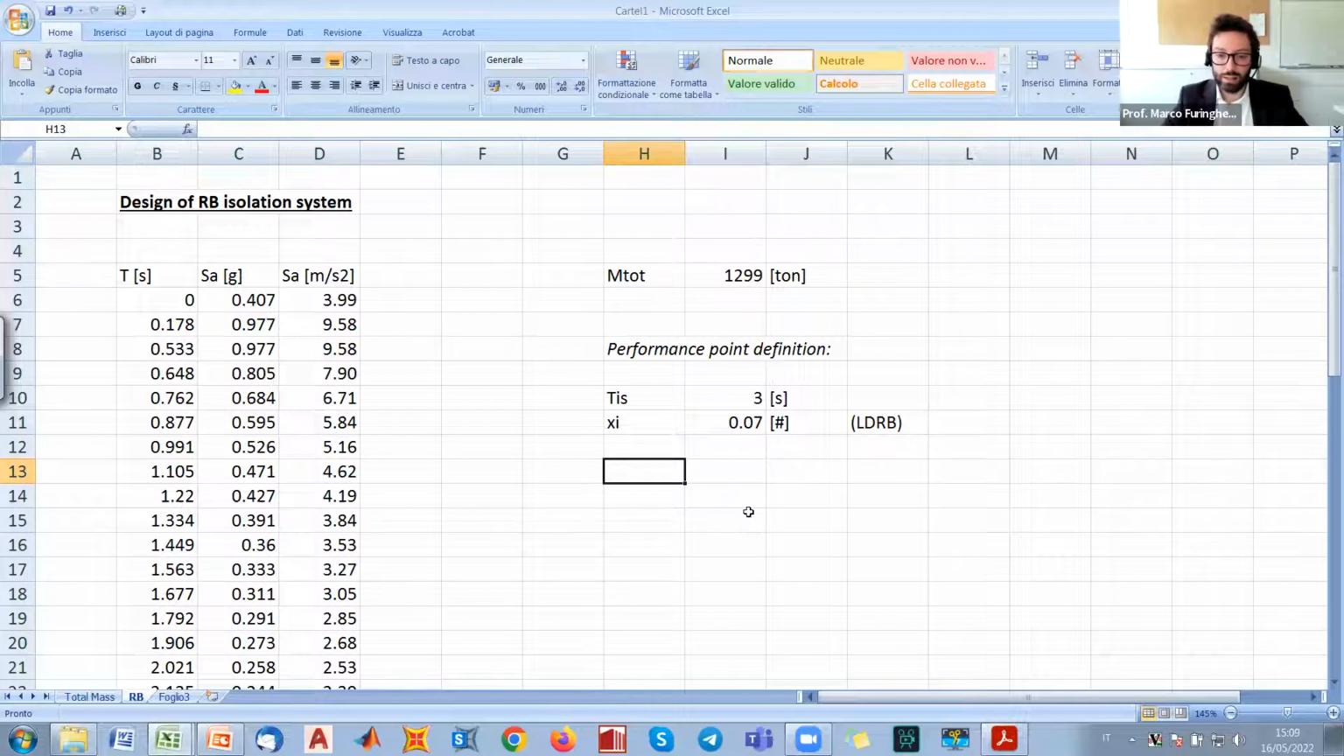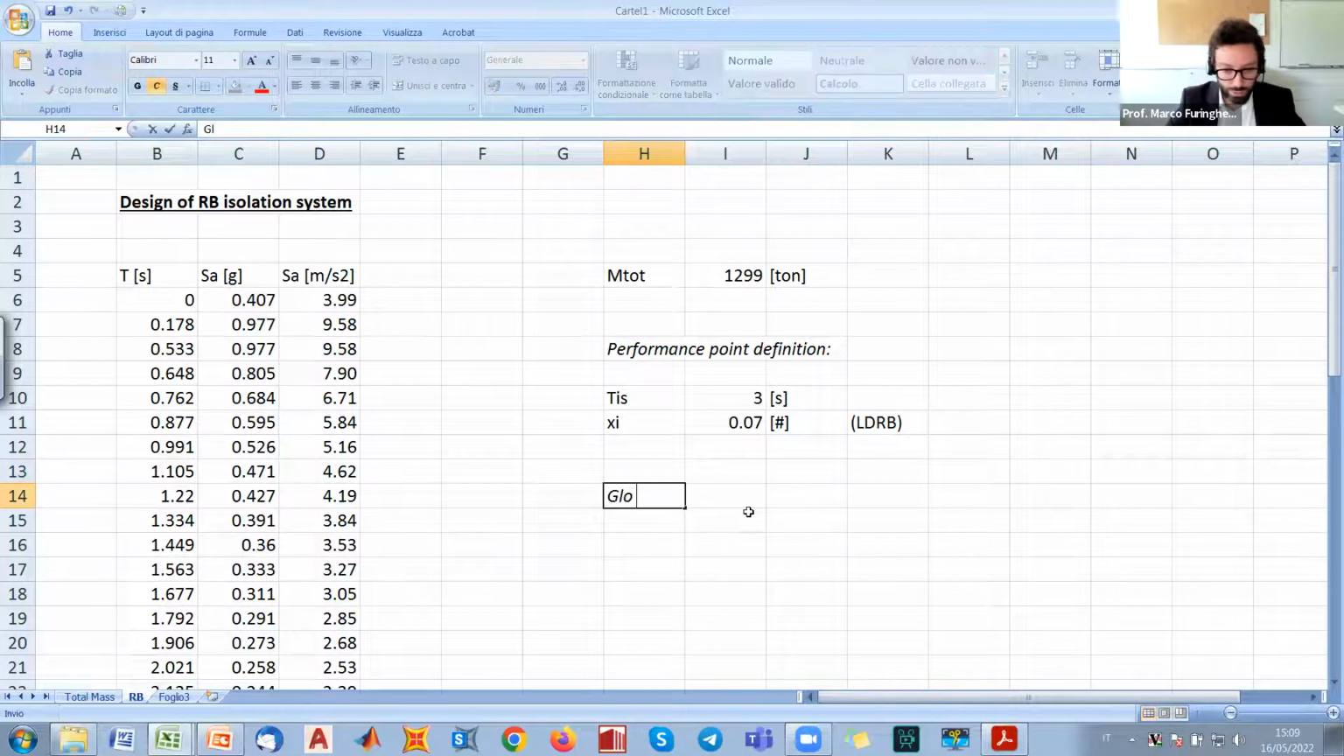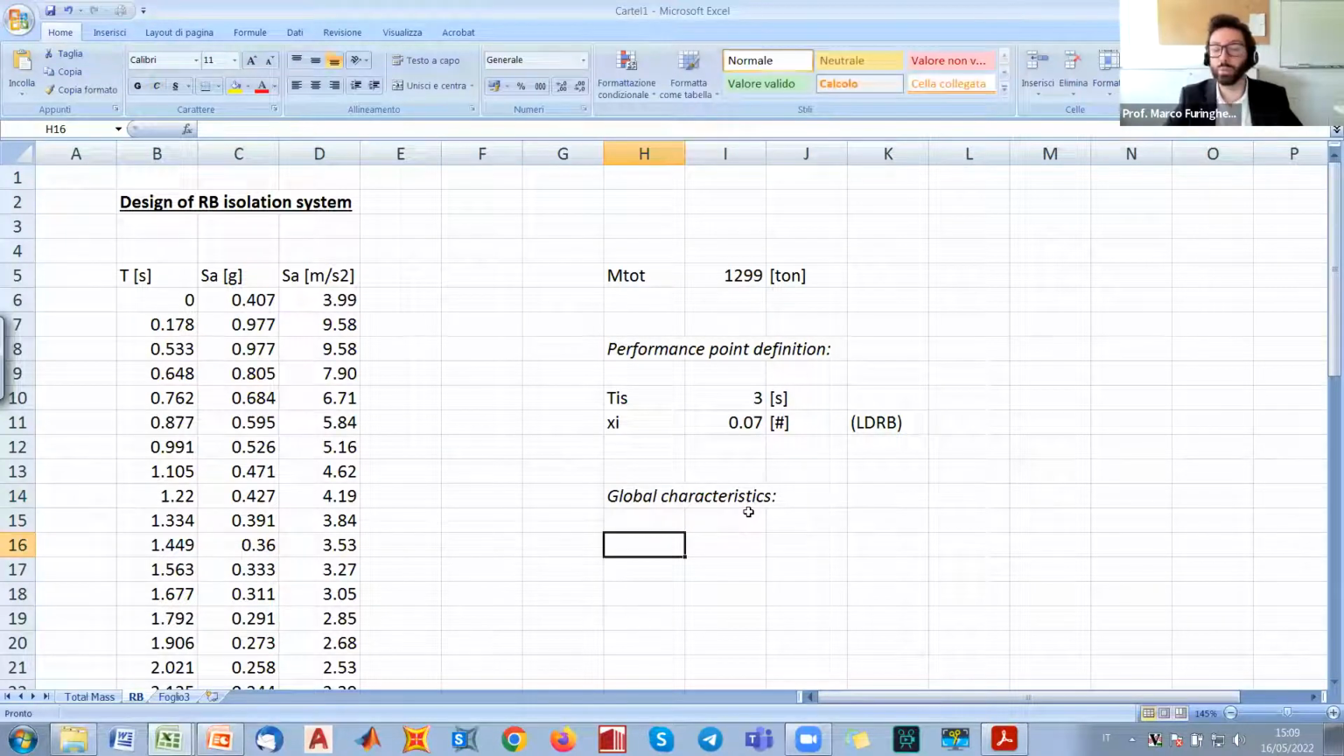So these are our main characteristics for the performance point. Now we should go through the third step, which is the computation of the global characteristics of the isolation system. The first one, which can be very easily computed, is the global stiffness, the effective stiffness of the whole isolation system.